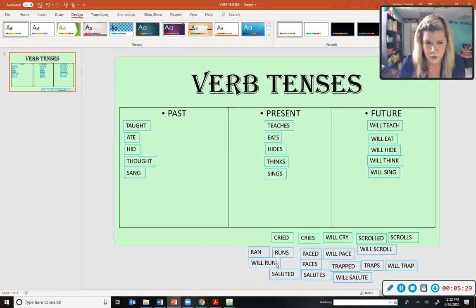Okay, now let's do run. If my verb is run, what would be the past tense of that? Ran, that's correct. So ran is past tense. Runs is present, meaning it's happening right now. And will run is the future tense.